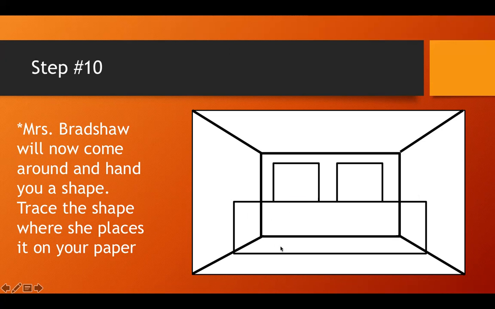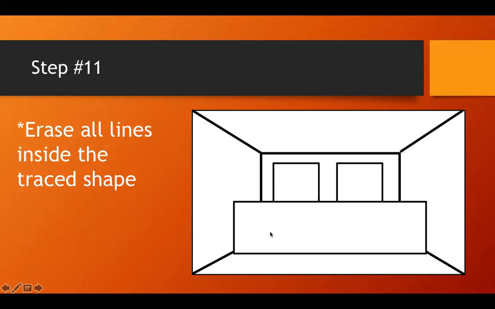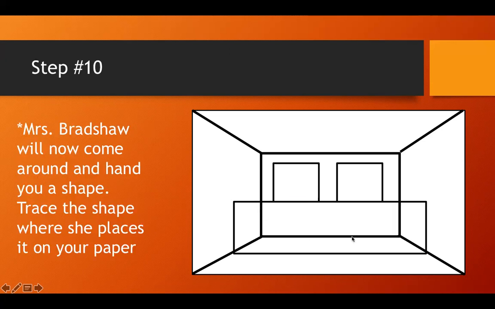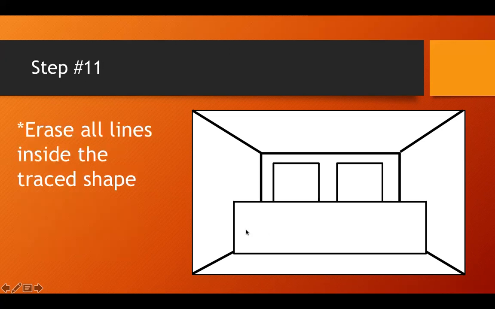Next, you're going to erase. So you're going to erase all the lines that are inside of this front table right here, so it should look like this. So right here, all of these lines inside this front table part, you're going to erase. So it should look like this. So now we have the front of our table and we have the 2 windows behind.